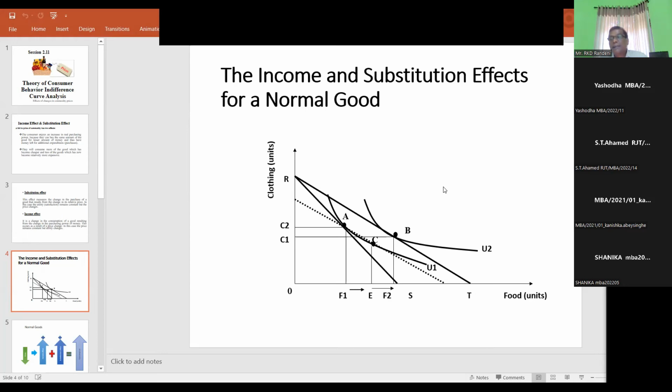Through this theory, indifference curve analysis, you can measure that effect. How much is the substitution effect, how much is the income effect, like that you can measure, right? Now we are going to measure the income and substitution effect for a normal good, normal commodity, normal goods, right? This is the graph.